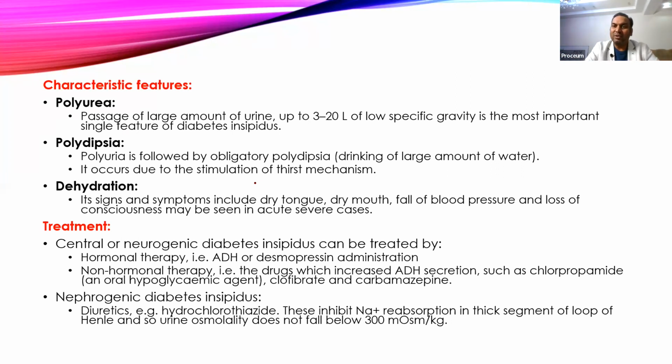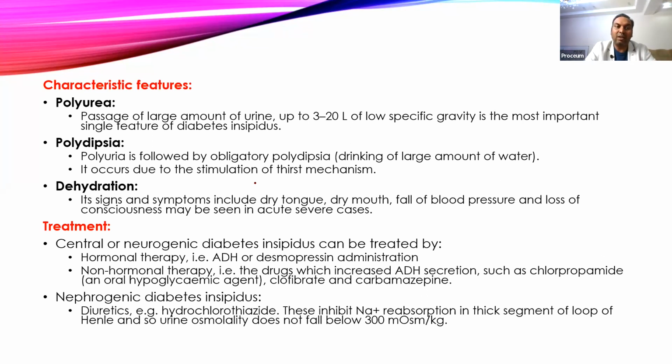Now, as water is lost and the osmolarity of the blood increases, it will stimulate the osmoreceptors in the hypothalamus and stimulate the thirst center, and the person will keep on drinking water. So normally, what happens is we drink a lot of water, and because of that there is a lot of urine. But here it is the opposite: urine is being formed in large amounts, therefore we are drinking more water. Because of high urine formation, you are drinking more and more water, and this causes obligatory polydipsia.